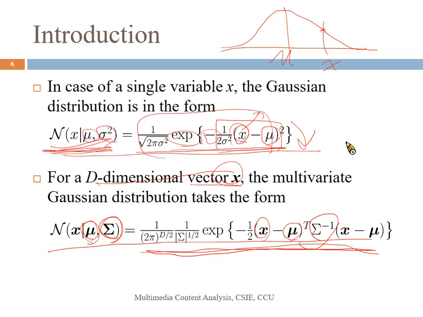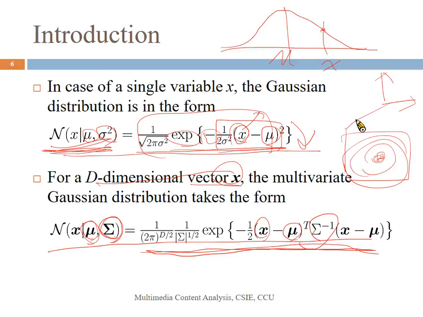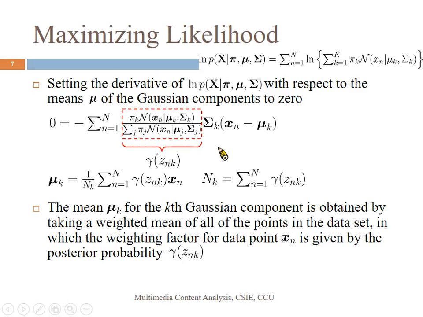In two-dimensional space, a two-dimensional Gaussian looks like a circle, and the probability at the center is the highest. And in three-dimensional space, the Gaussian distribution looks like a sphere, and the center has the highest probability. The most important problem now is how do we learn the parameters pi, mu, and sigma.